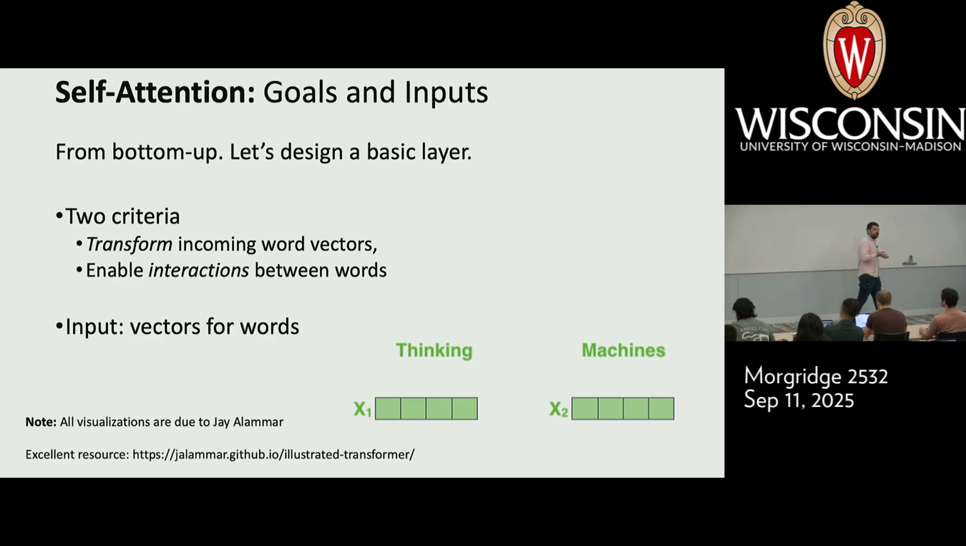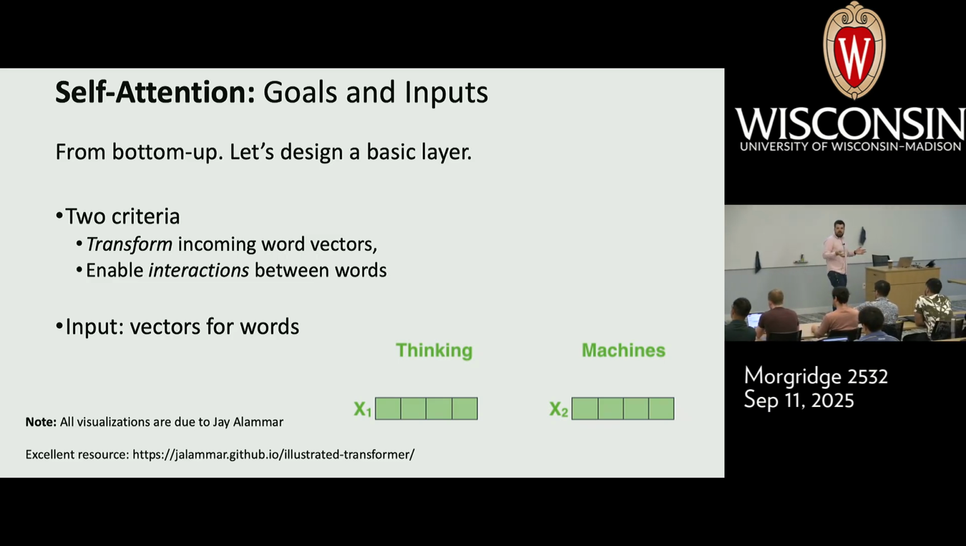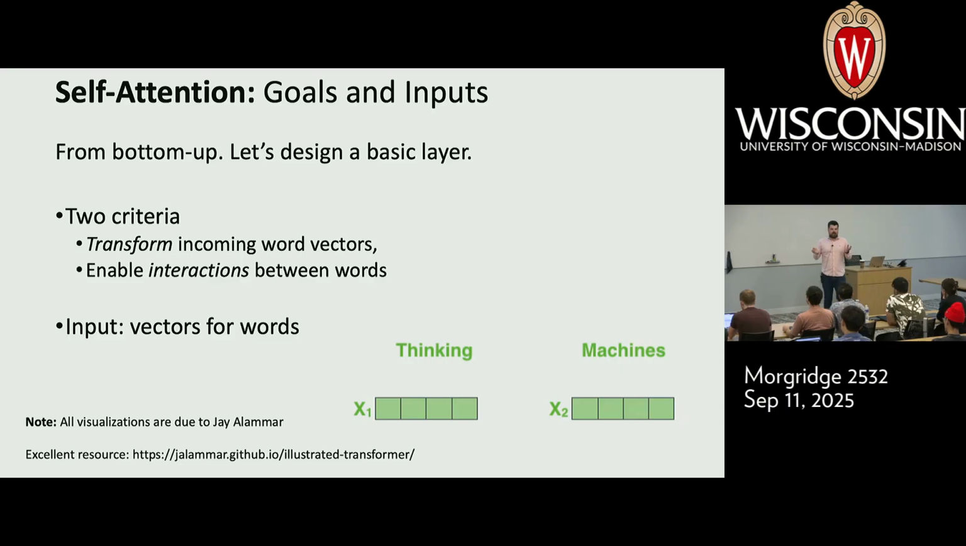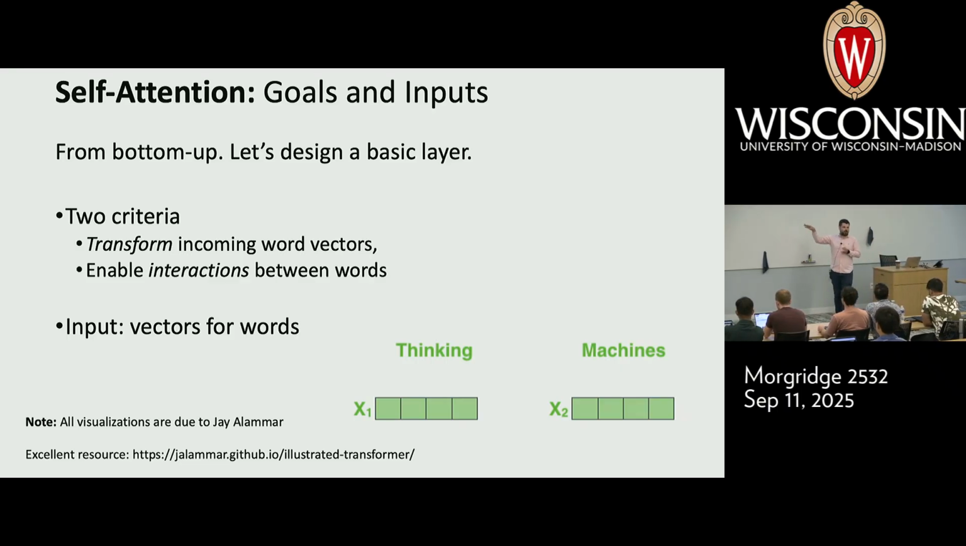Where do these vectors come from? A table, basically. So in my table, I have my vocabulary. It contains all the words in my language. Thinking and machines are 2 of those words. And then I'll look them up in that table and get the corresponding vectors. All right, everybody OK so far?